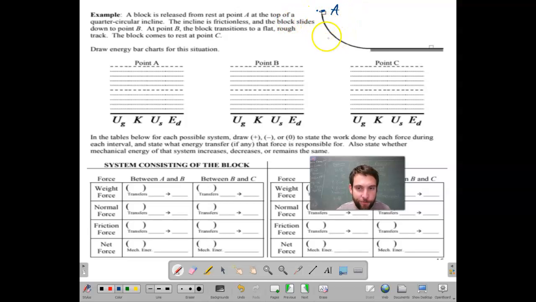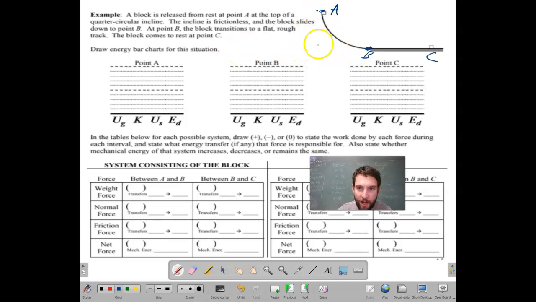The incline is frictionless, and the block slides down to point B, which is going to be right here. And then the block comes to rest at point C, which looks like it's going to be right there. So this is a flat, rough track between B to C. Let's draw energy bar charts for this situation.